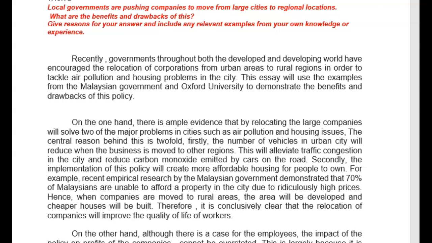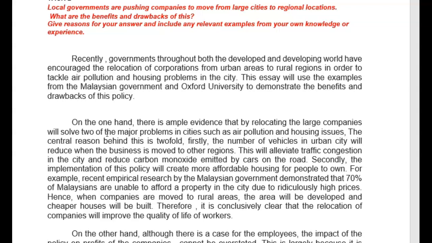On the one hand, there is ample evidence that by relocating the large company, no, take a look at this. You don't want by. When you use by, you kind of have to say something like, by relocating, etc., this will happen. But you don't have that. So you don't want by here. Instead, you want, there's ample evidence that relocating the large companies will solve two of the major problems in cities, such as air pollution and housing issues.